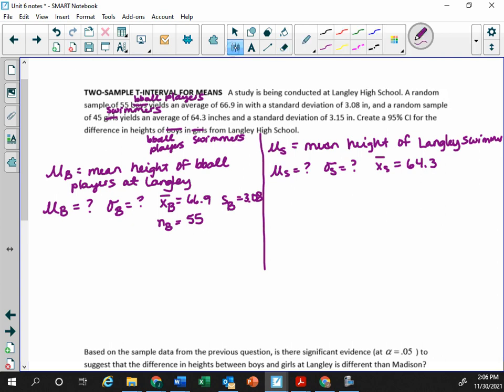All right, then we have our S sub s, which was 3.15, and our sample size for this group was 45. We okay with all of that information? Okay. What do we have to do next? Conditions, okay.